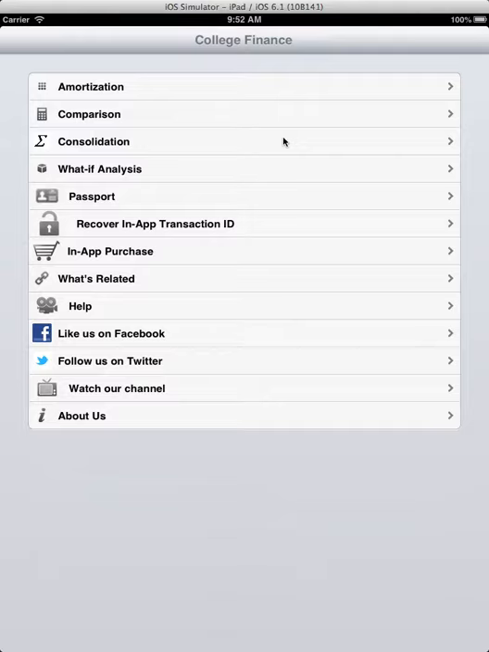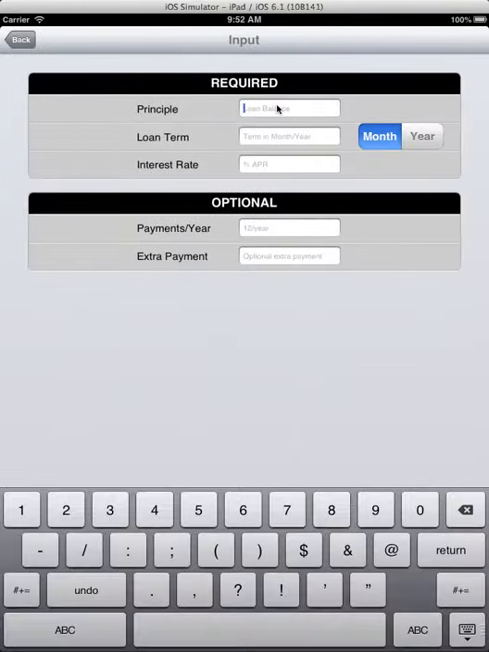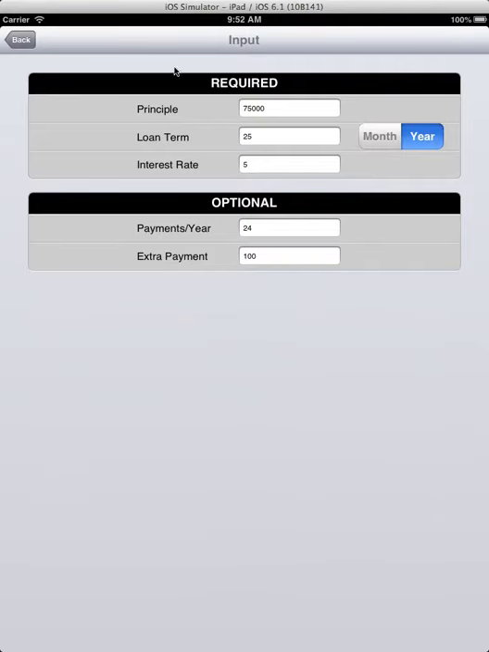The functionalities are as follows: amortization, comparison, compare two or more loans, consolidate student loans, perform what if analysis. So let's take a look at the amortization. We enter the data input, say 75,000 loan, term is 25 years, interest rate is 5%. Say we are making 24 payments a year, that means two payments per month, and we are making $100 extra. So here it is 25 years.